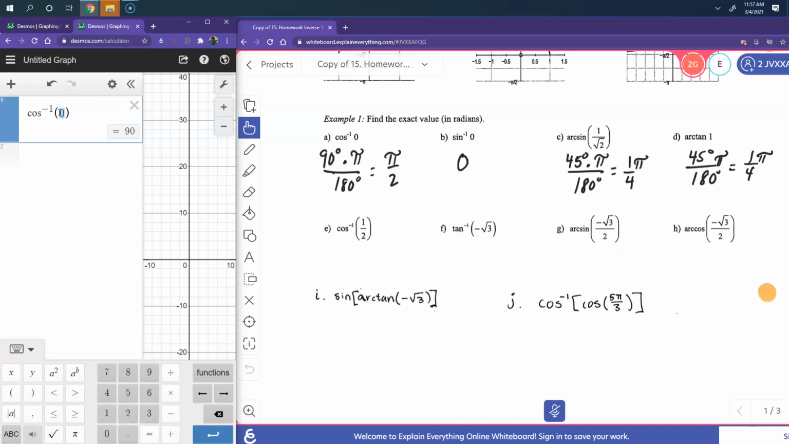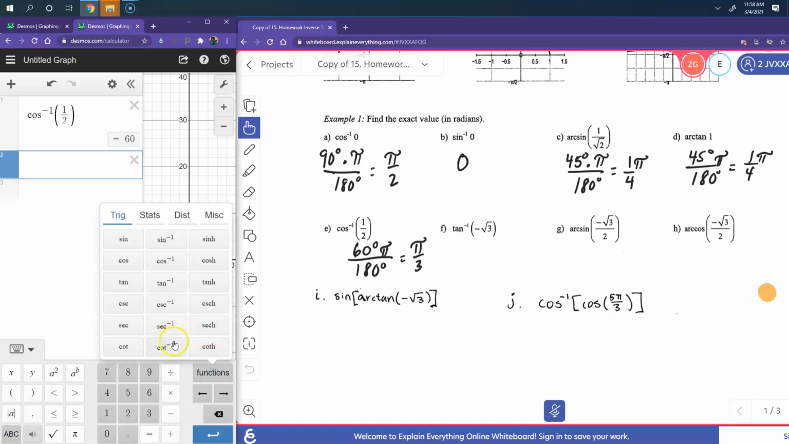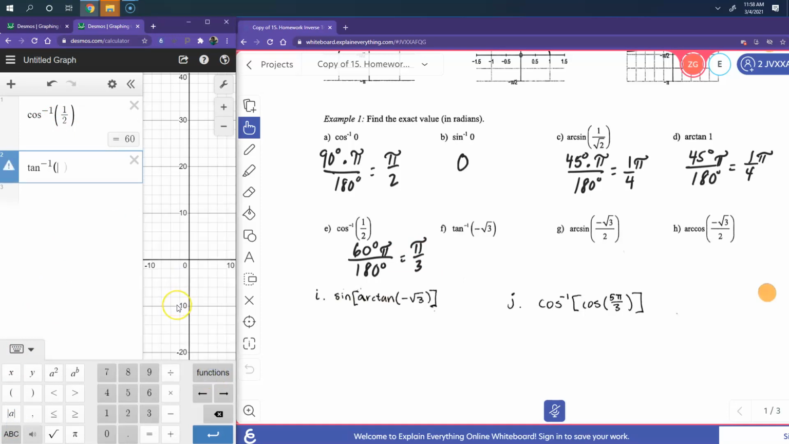So we're going to find the inverse cosine of 1/2. And what you have is 60. So you're going to write down 60 degrees over 180 degrees times pi, so that's pi over 3. The next one is inverse tangent. So we're going to go to inverse tangent. You're going to type in negative square root of 3, and that gives you negative 60, which is going to give you negative pi over 3.